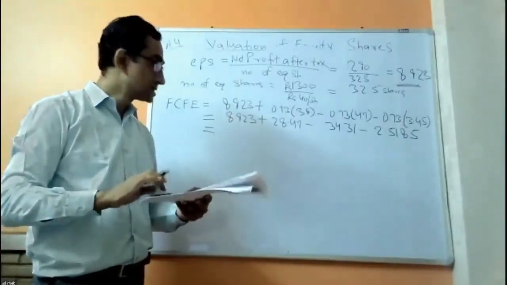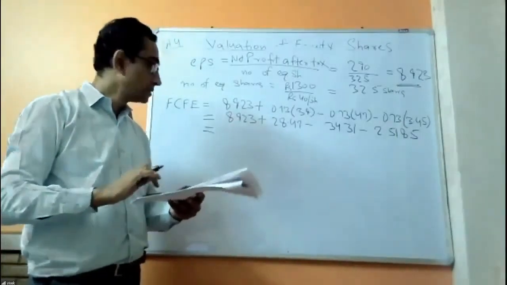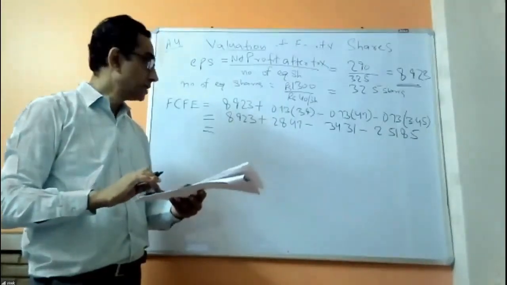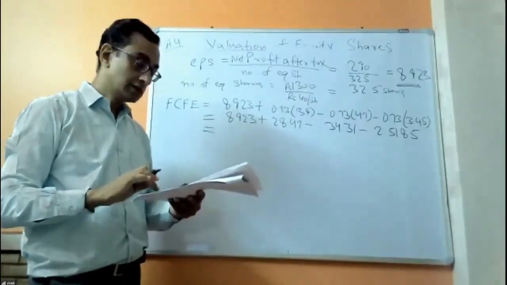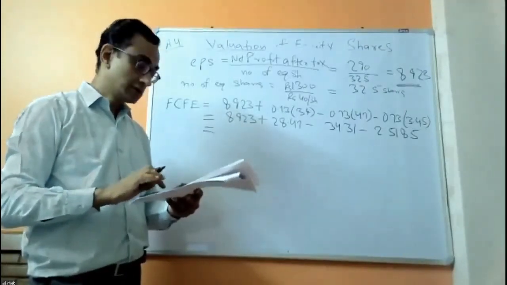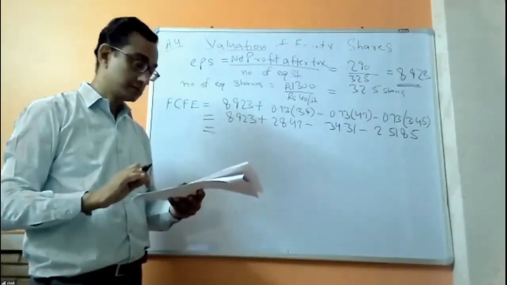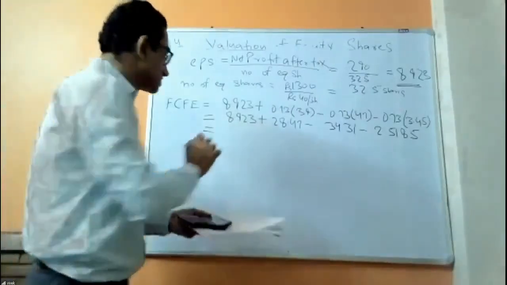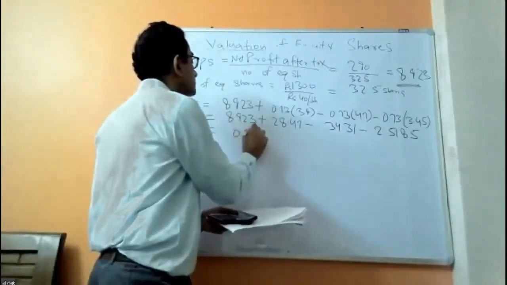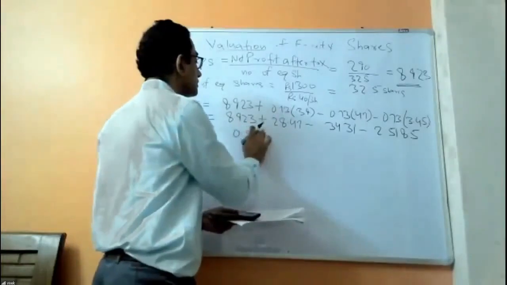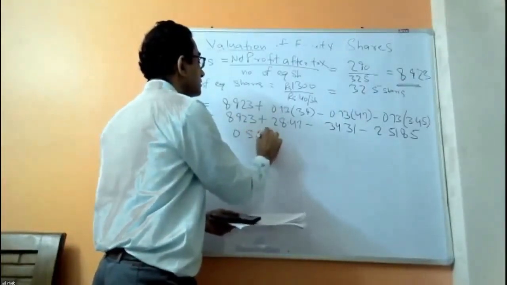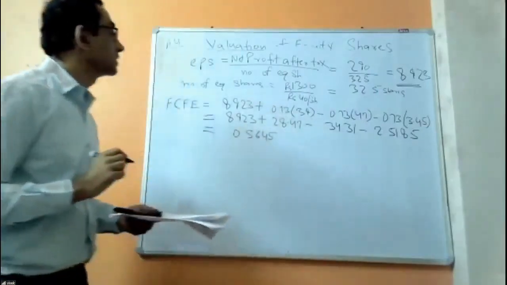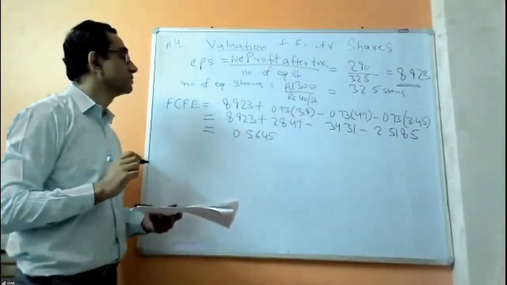8.923 plus 28.47 minus 34.31 minus 2.5185 is coming to 0.5645. Free cash flow is 0.5645.